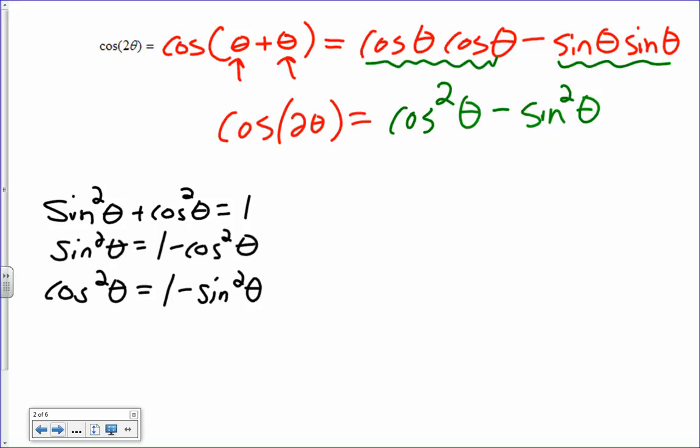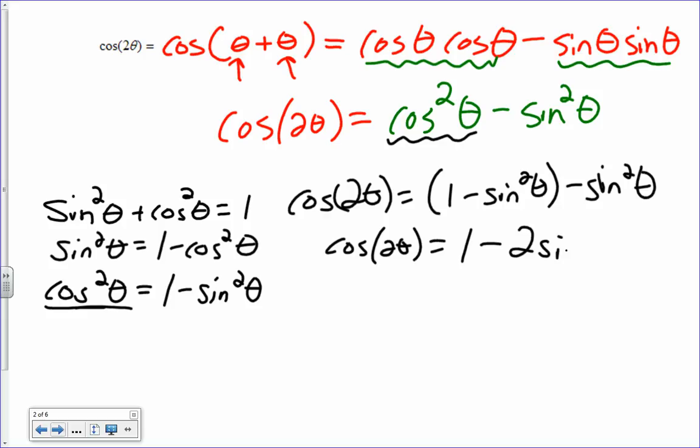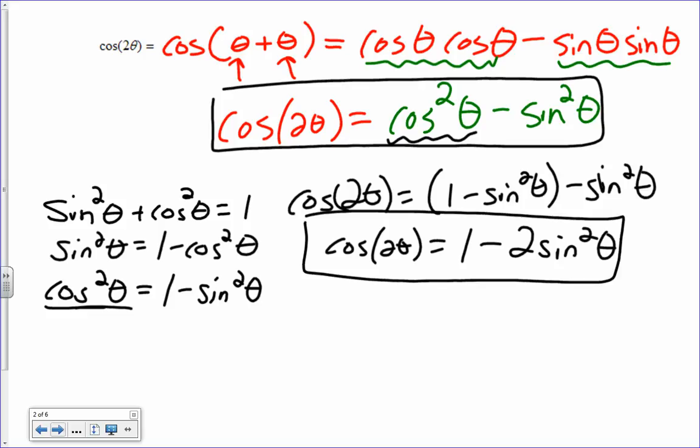So what I could do with this one, if I wanted to, right down here, is replace cosine squared with 1 minus sine squared. Do you see that? If I did that, I'd write it as 1 minus sine squared minus another sine squared. So it actually ends up being 1 minus, somebody said, say it, 2 sine squared. So that's another option. For cosine of 2 theta, you have this option, or you have this option. It's also true. It's just a manipulation of it.